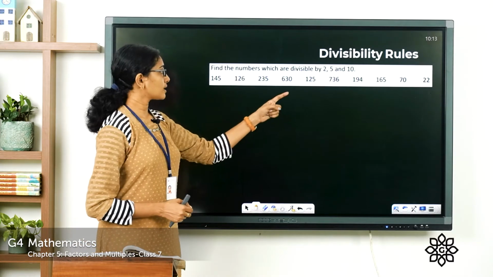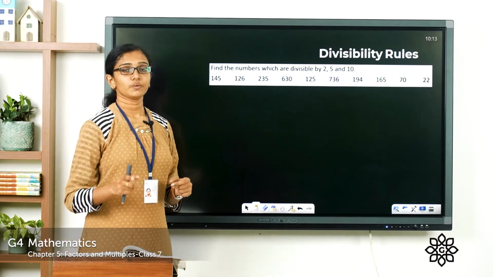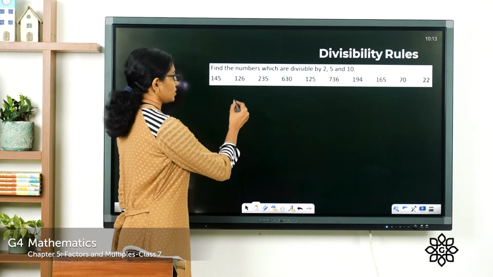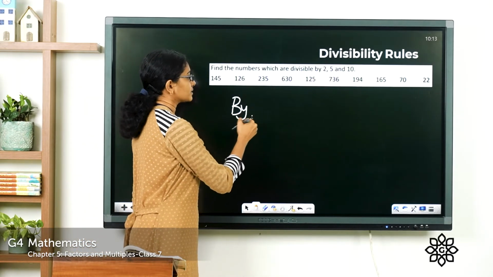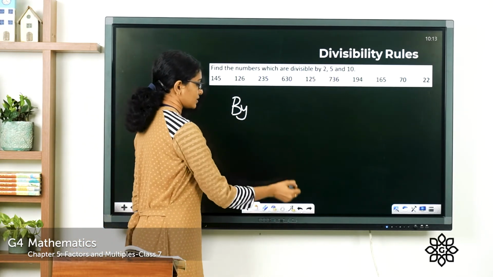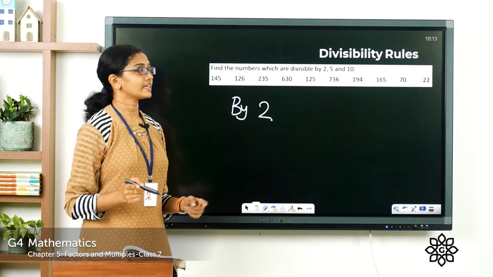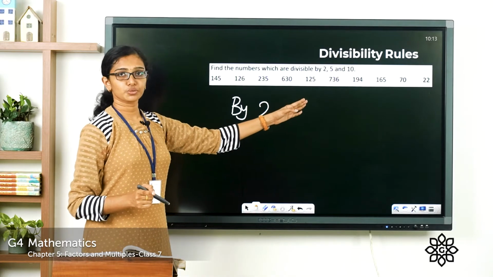So you have the numbers here. Let's see which all numbers are divisible by 2 first. So for a number to be divisible by 2, it has to end in either 0, 2, 4, 6 or 8. So which are the numbers divisible by 2 here?